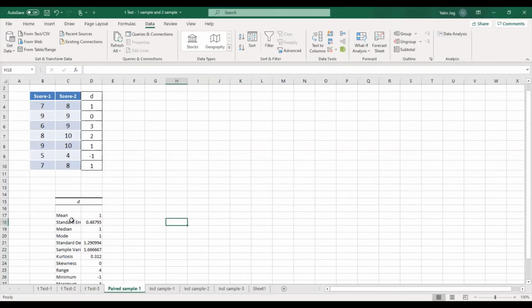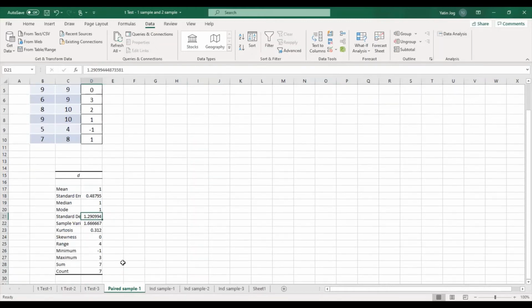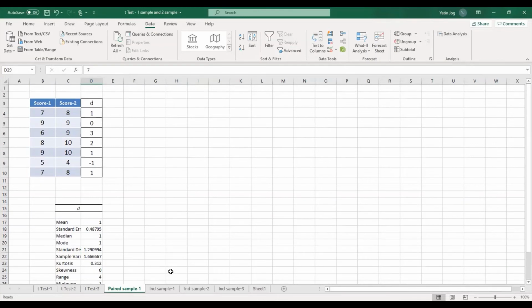What I'm interested in is, what is my D bar? So D bar is 1, I'm getting that value. Then the standard deviation is 1.2, and root n is root of 7. So I can use all these values to calculate the t value. That is the first method. The second method is, as I have explained, consider the second column as all zeros.